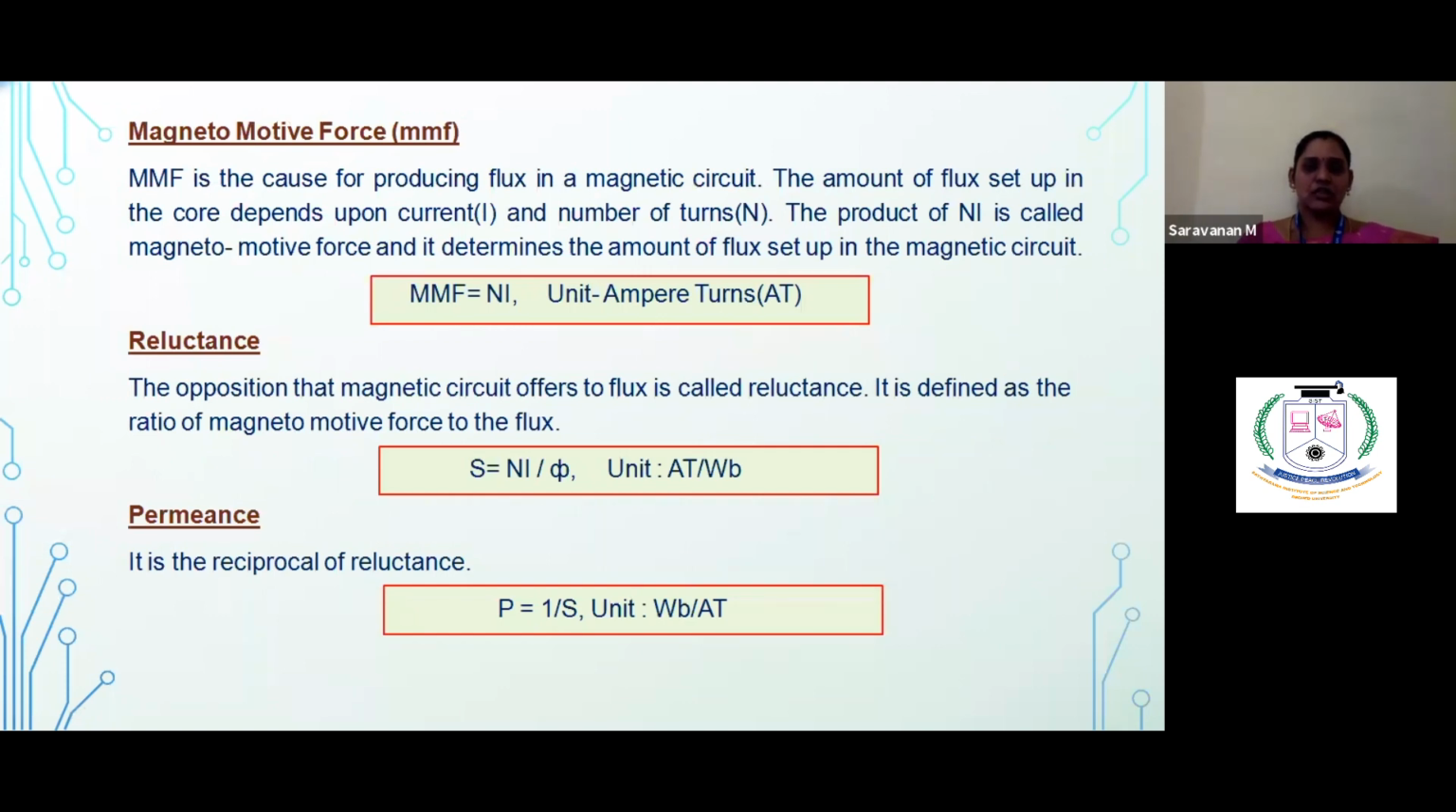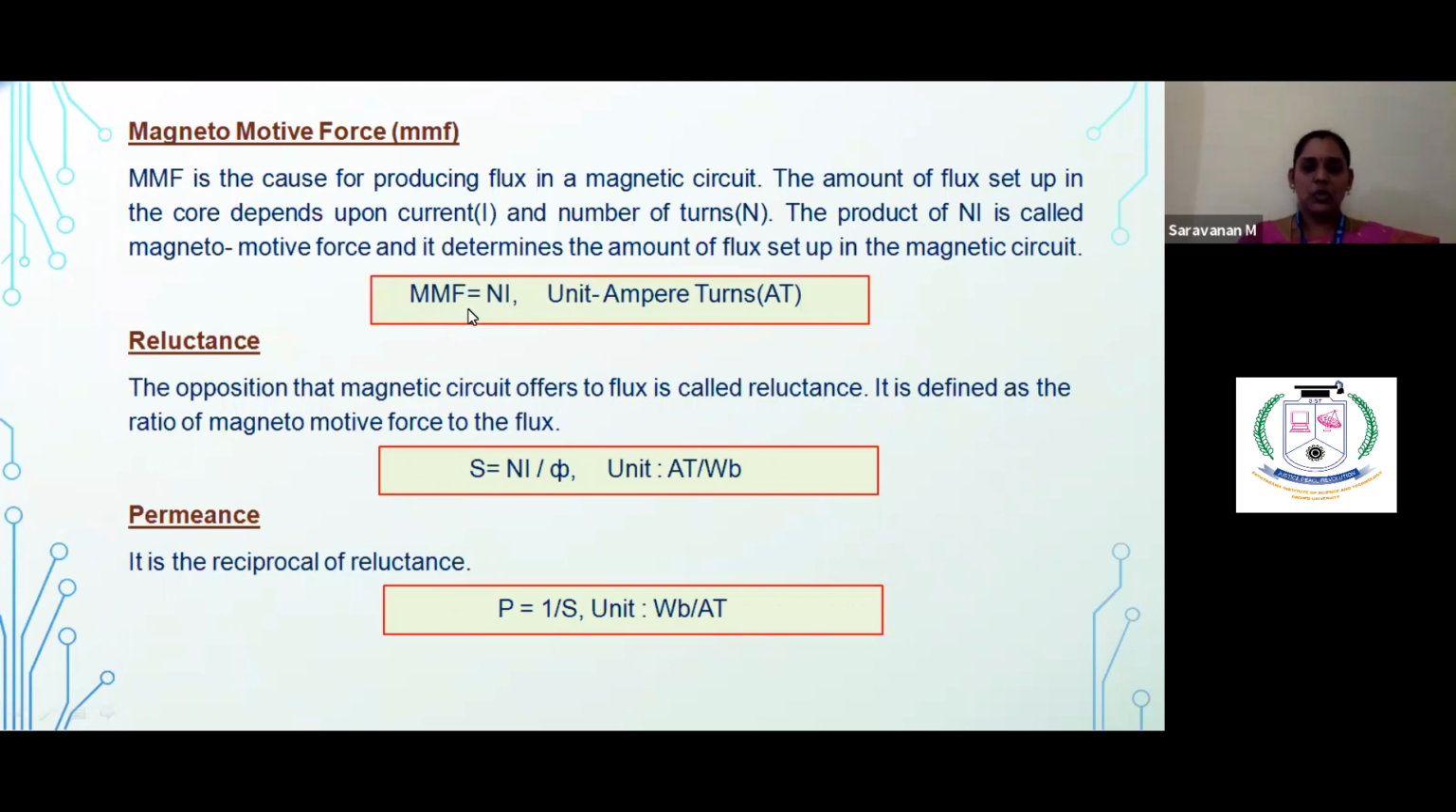Next is magnetomotive force. Magnetomotive force is the cause for producing magnetic flux in a magnetic circuit. The magnetomotive force depends upon the number of turns on the coil and the current flowing through the coil. So it is given as N into I, and its unit is ampere turns, because the unit for number of turns is turns and current is measured in ampere.